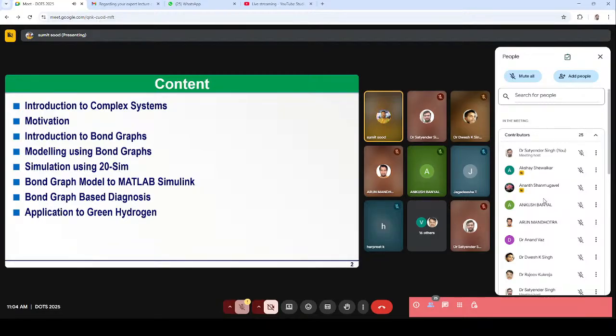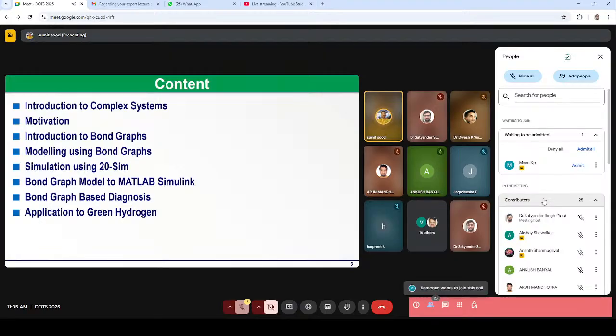Some of you might have heard about this technique or might not. So we will see together what this bond graph technique is for modeling, and then we will see some examples of how to use this bond graph modeling approach, and particularly how we can use it for modeling a complex system, and we will take the example of a proton exchange membrane electrolyzer. Then we will see a small demonstration of using specialized software for bond graph to do the simulations, that is 20sim. It is developed by a company in the Netherlands.